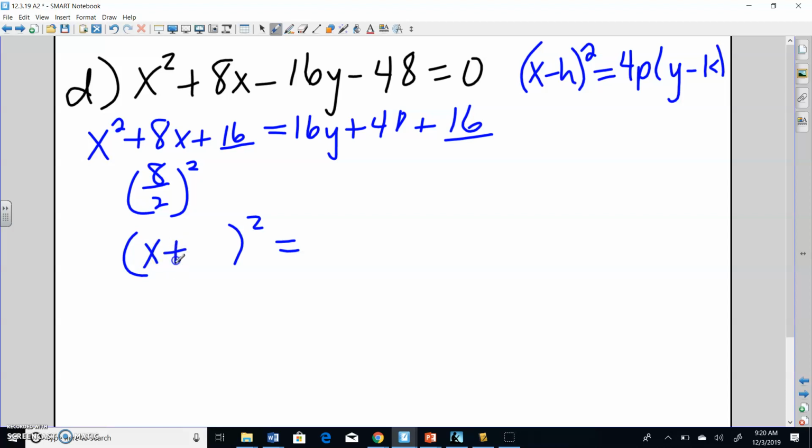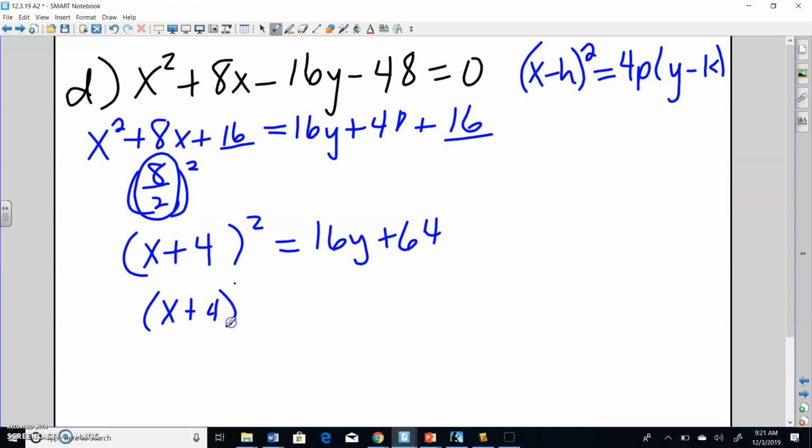Close. It's always what's half of that. So what's 8 over 2? 4. And then we have 16y plus 64, I heard somebody say, which is right. Okay, so Logan, what do I do on the right here? Pull out the 16. That gives us 16 parentheses y plus 4. And that means P is 4 in this case.